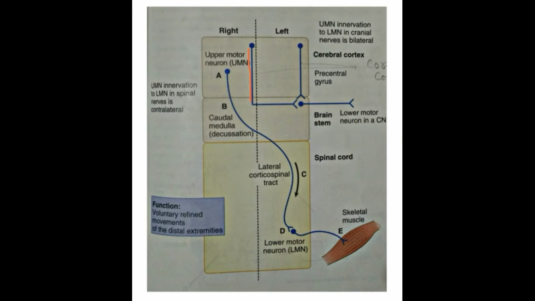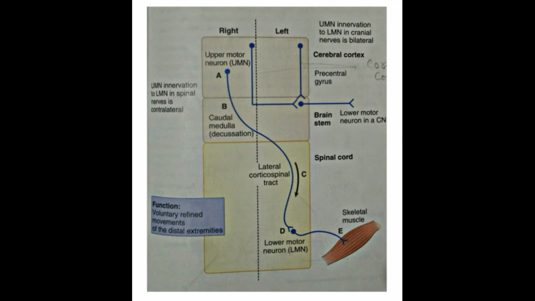So one might ask, why is this arrangement different in spinal nerves and cranial nerves? The reason for that is the muscles for facial expressions are spread across and there has to be coordinated and symmetrical movement. For example, when you move your mandible, you don't just move it from one side, you move both sides. Hence, the bilateral innervation is important in coordinated and symmetrical movement.